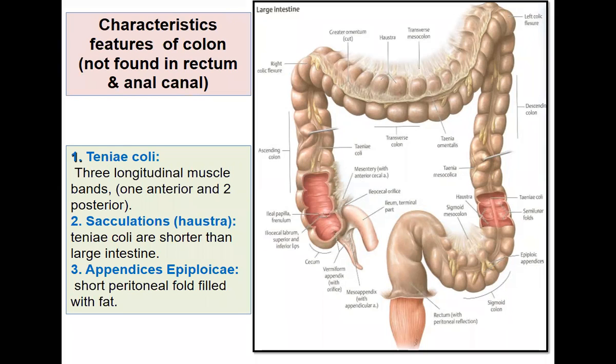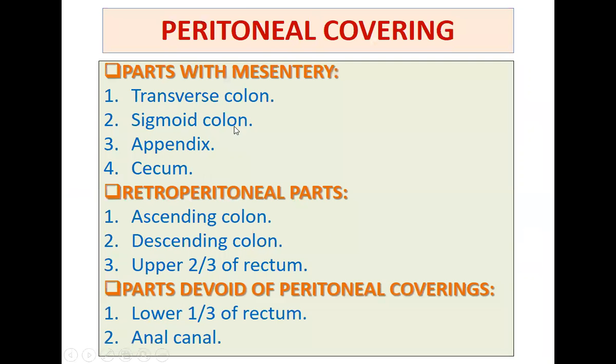So these are the four important parts which are covered by peritoneum. One is the transverse colon, which has a transverse mesocolon. Then the sigmoid colon, which has the sigmoid mesocolon. Then the appendix, which has the mesoappendix, and the cecum. These are the four parts which have a mesentery and are covered by peritoneum. But there are parts which are not covered by peritoneum. They are behind the peritoneum, so they are fixed parts. These are the retroperitoneal parts.